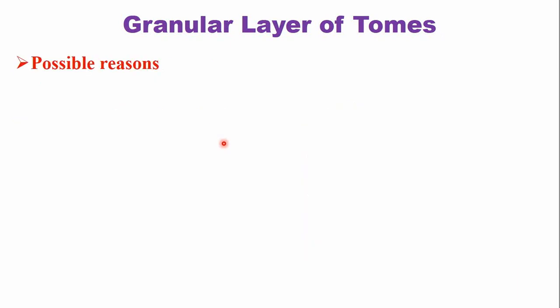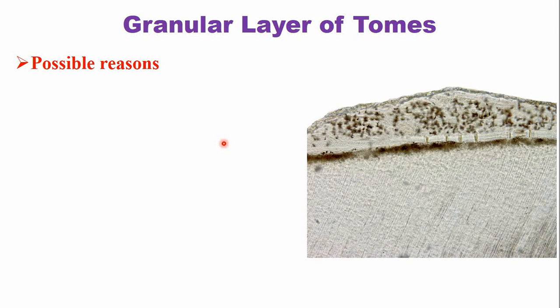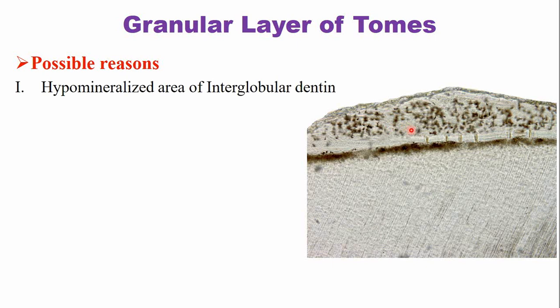So for the granular layer of Tomes, what are the possible reasons for the appearance of this granular layer just below the cementum? The possible reasons are, either it is a hypomineralized area of the interglobular dentin. So it is an interglobular dentin area. That's why it appears more black in color.